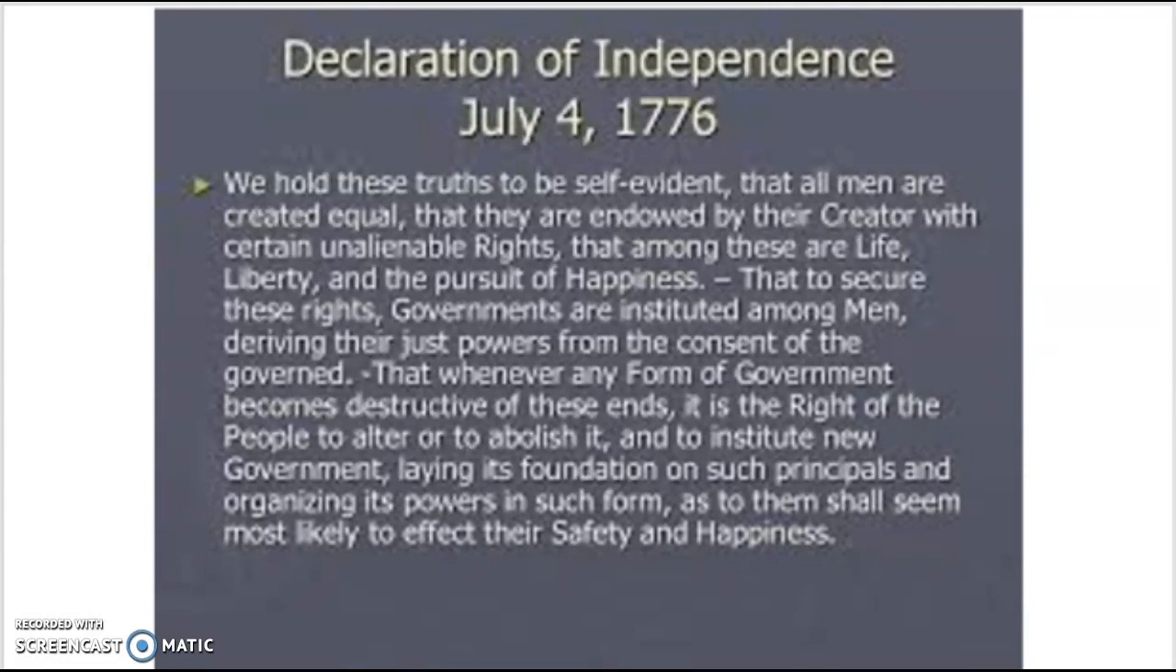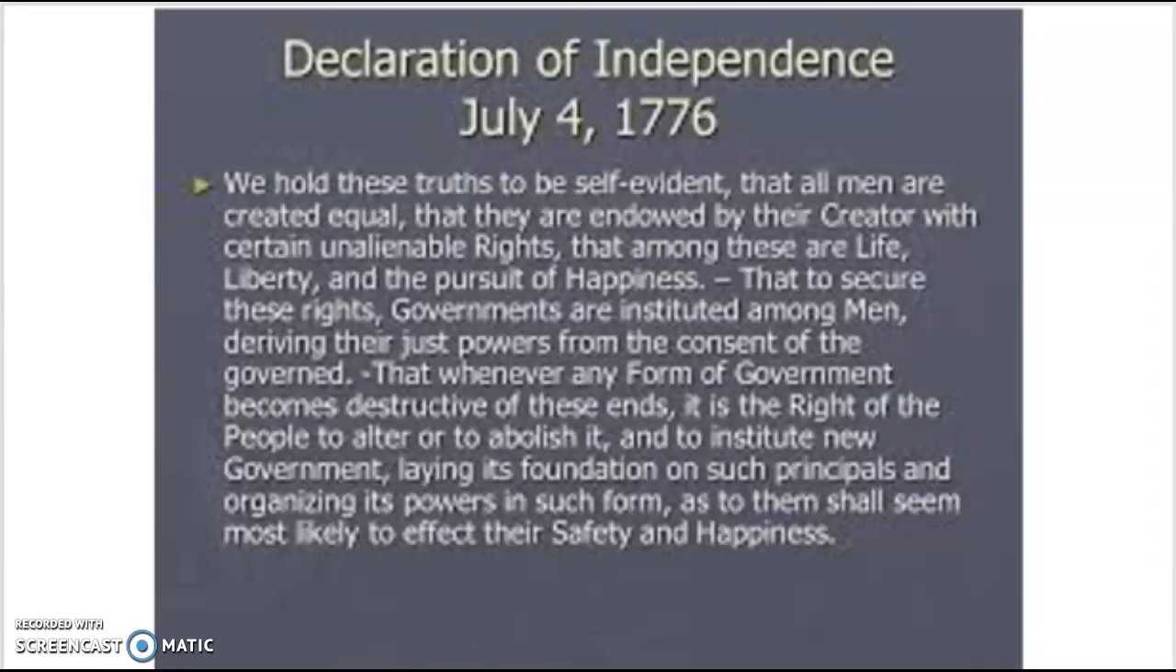All right, so I just want to read through a portion of the Declaration of Independence from July 4th, 1776. It reads, "We hold these truths to be self-evident, that all men are created equal, that they are endowed by their Creator with certain unalienable rights." An unalienable right just meaning life, liberty, and the pursuit of happiness. That to secure these rights, governments are instituted among men, deriving their just powers from the consent of the governed.